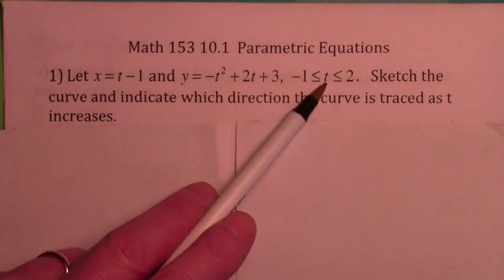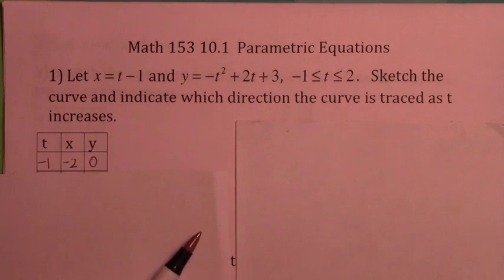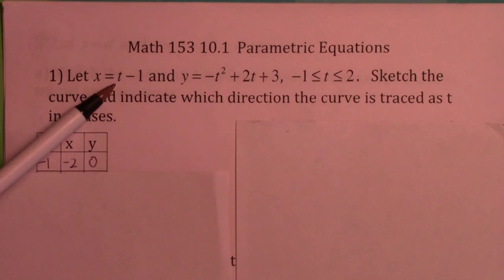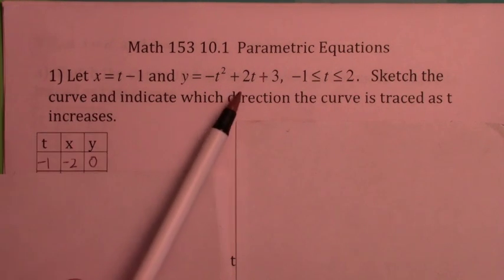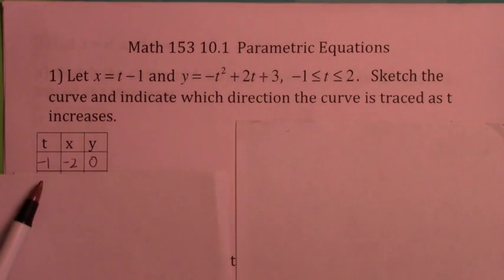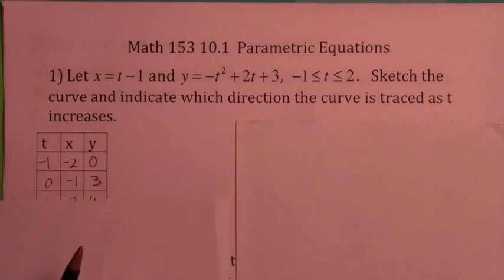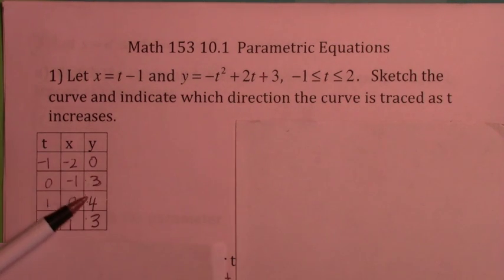The t will determine the value of x and y. So for example, when t is negative 1, you know that x is negative 2, and when you plug in negative 1 for y, I think you get 0. So for every value of t, you can figure out what x and y are. And the interesting thing about this is not only do you get the graph, but you also get the direction at which the curve is traversed.